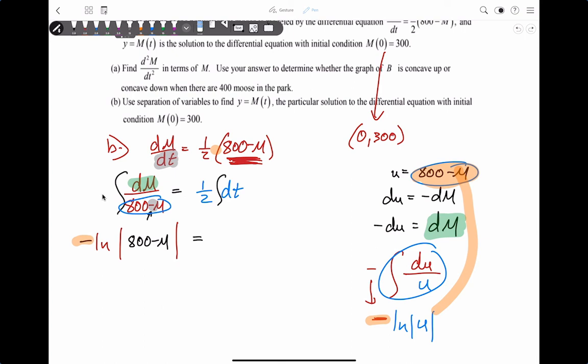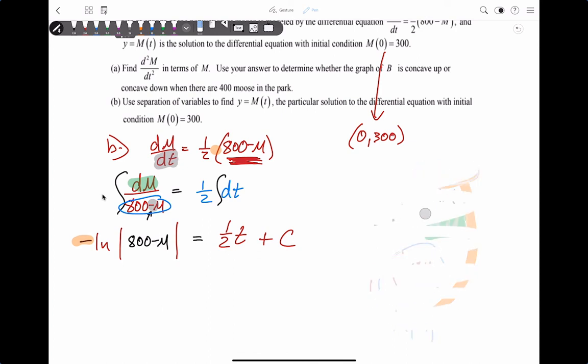So the integral of dt is t. So it's 1/2, a constant multiple rule multiplication, plus c. Now I'm ready to use my initial condition. Okay, so let's go ahead and make some room here. And we're going to plug in our 0 for our input value. And then we're going to have 300 be our output value.